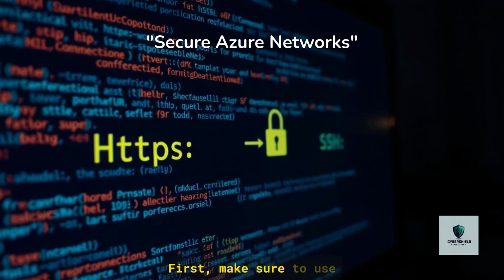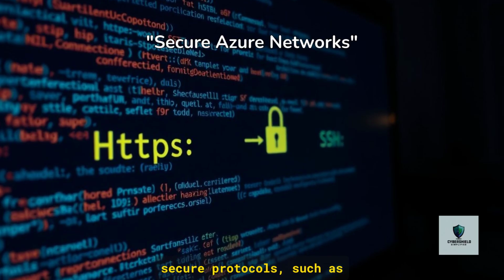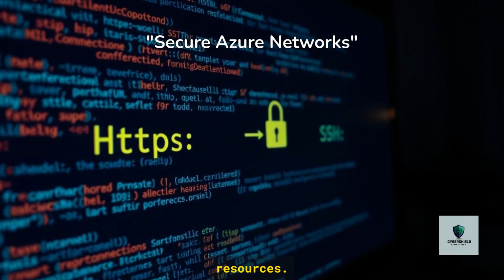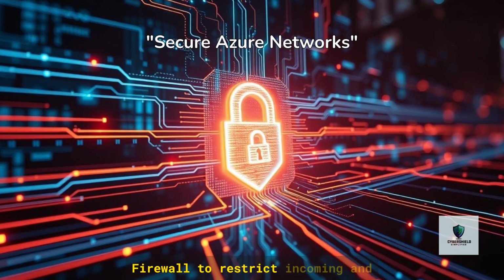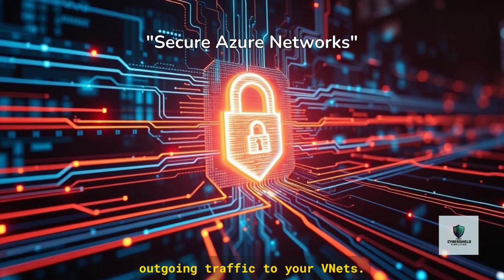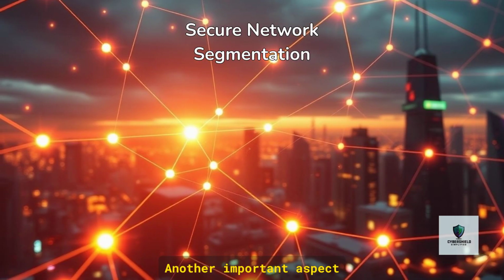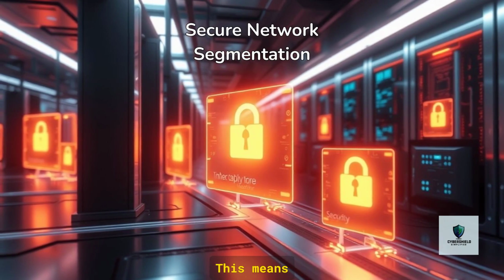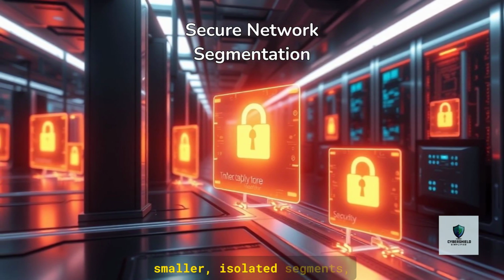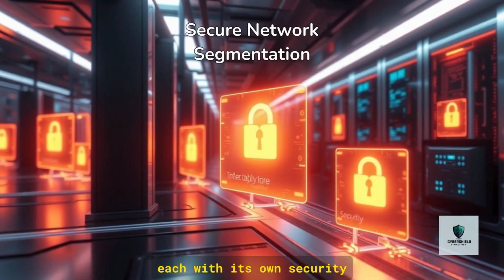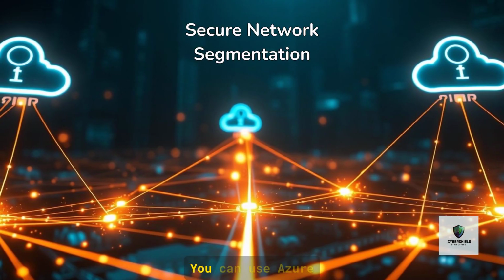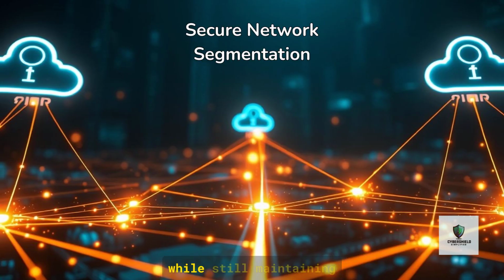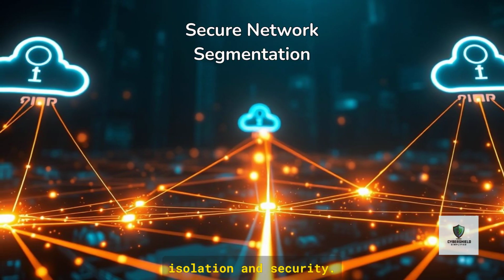First, make sure to use secure protocols, such as HTTPS and SSH, to encrypt traffic between your resources. You can also use Azure Firewall to restrict incoming and outgoing traffic to your VNets. Another important aspect of network security is segmentation. This means dividing your network into smaller, isolated segments, each with its own security configuration. You can use Azure VNet peering to connect multiple VNets together, while still maintaining isolation and security.